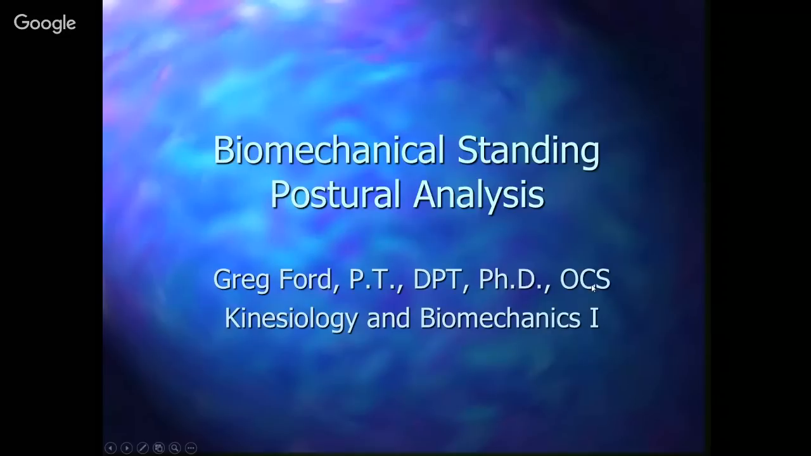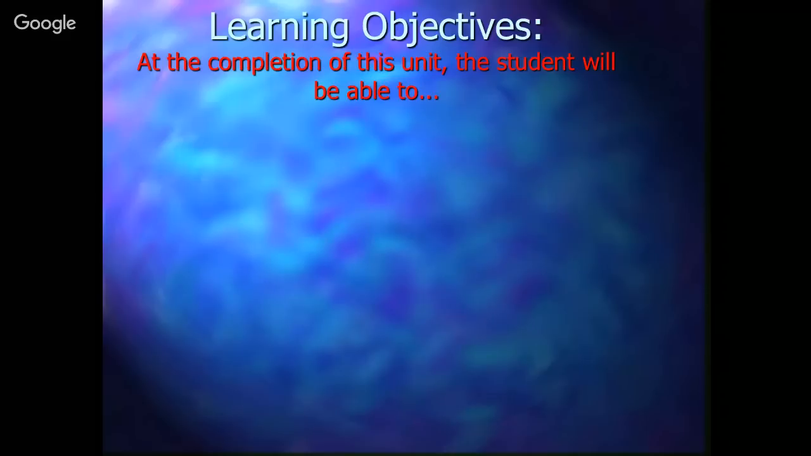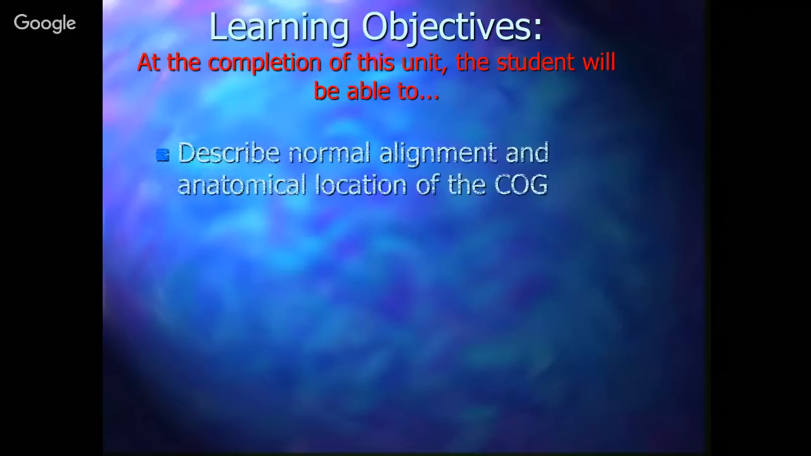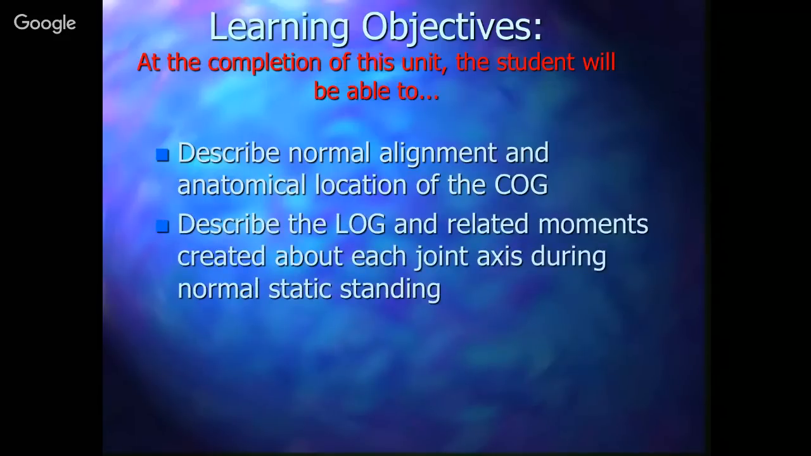So welcome to Biomechanical Standing Posture Analysis. Our learning objectives for this unit are such that at the completion of this unit, the student will be able to describe normal alignment and anatomical location of the center of gravity, describe the line of gravity and related moments created about each joint axis during normal static standing. And remember that moments are potential torques.